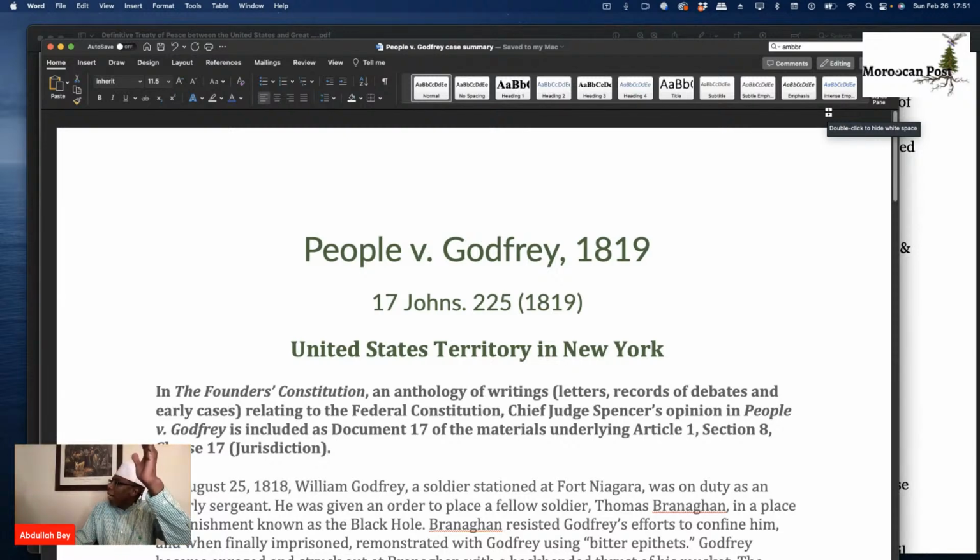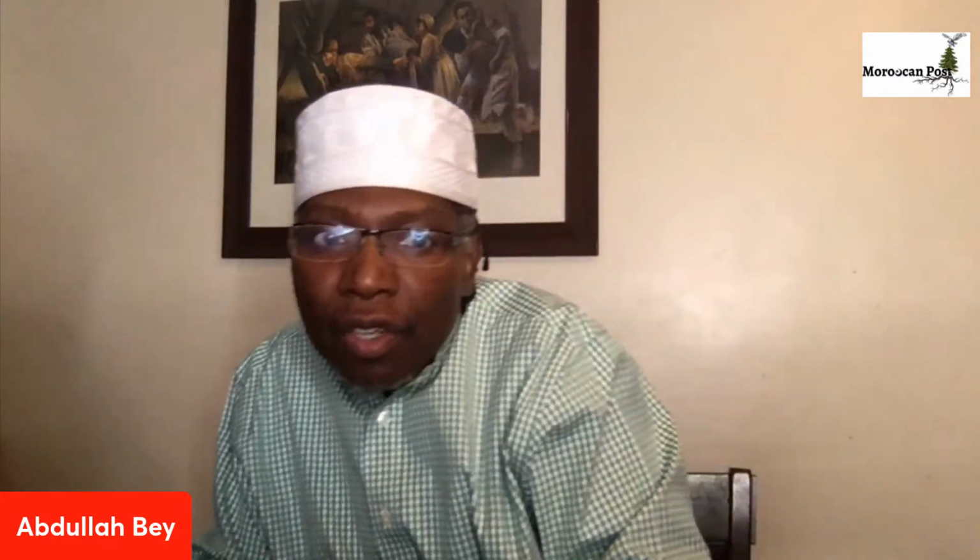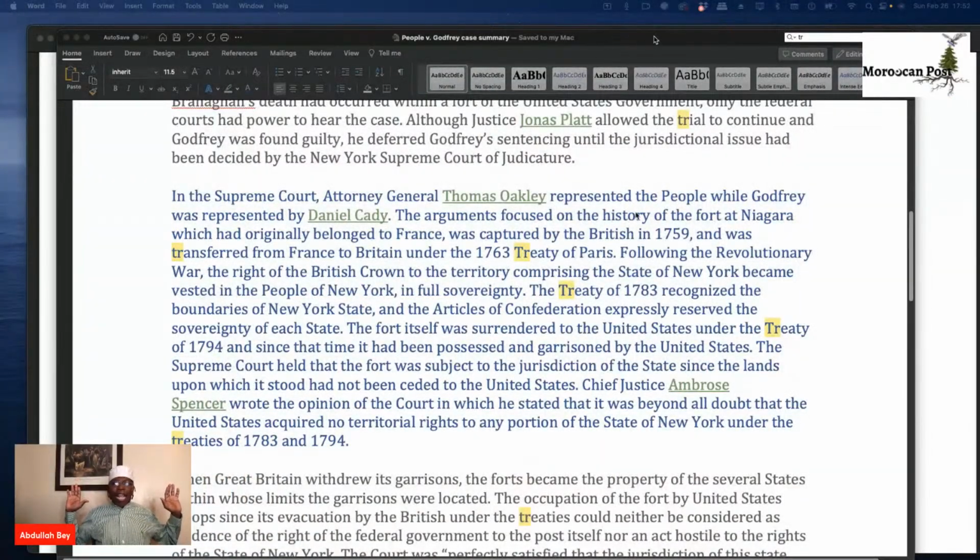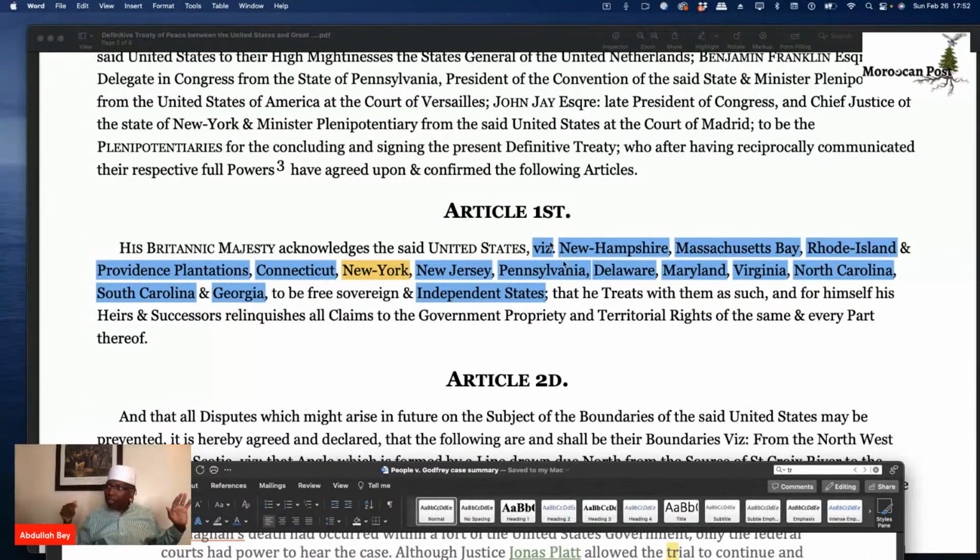Don't forget about the definitive peace treaty. They referenced the 1783 definitive peace treaty and made their claim to have authority over the case because of where the barracks lie. They based their claim on the treaty as it reads, "His Britannic Majesty acknowledges the United States, viz., namely..." That's where they made their claim, in that language. If the viz wasn't there, they wouldn't have the claim.